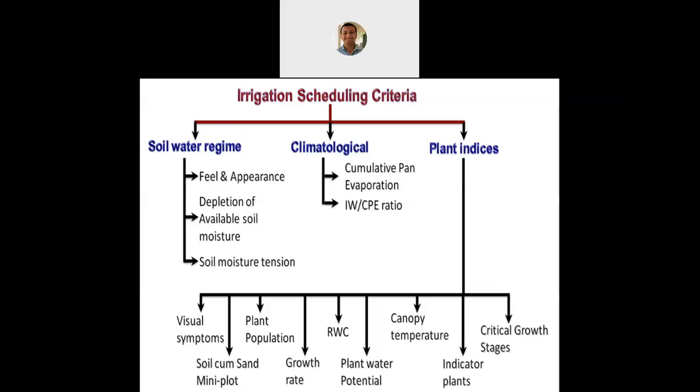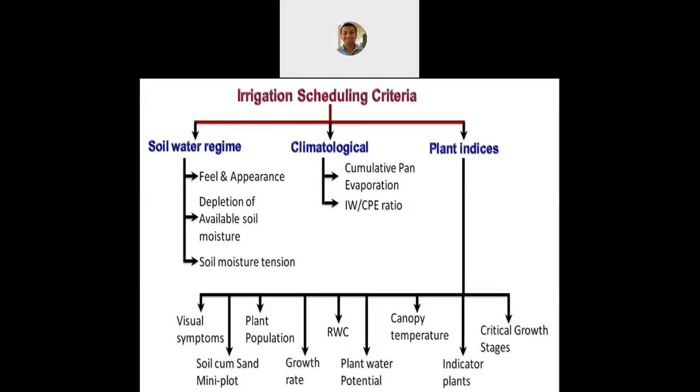The third soil water regime approach is the soil moisture tension. By measuring the soil moisture tension or the soil water potential, based on past experiences or the research conducted, we can decide which is the best time to irrigate a crop and at what soil moisture tension, beyond which the crop would not face any kind of stress.